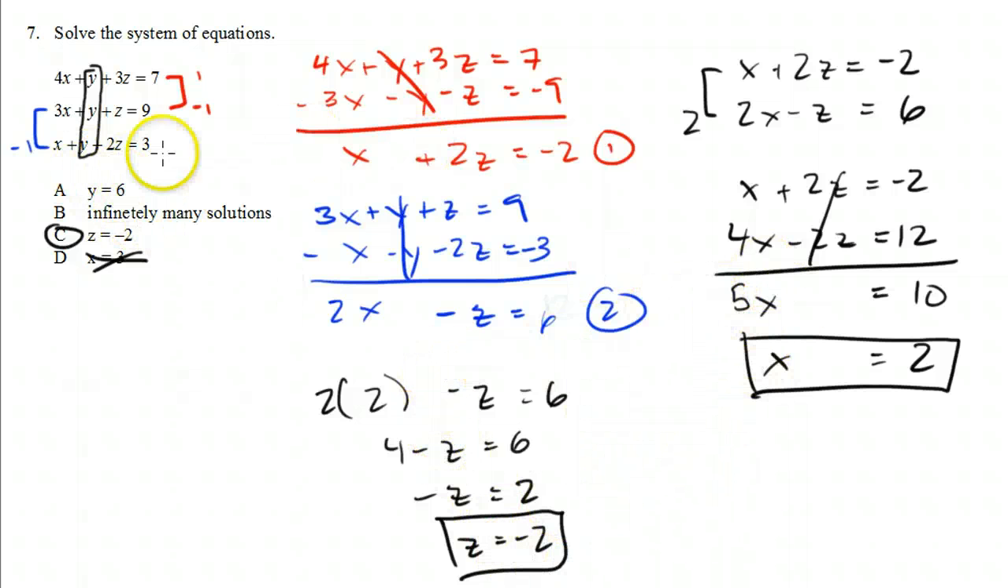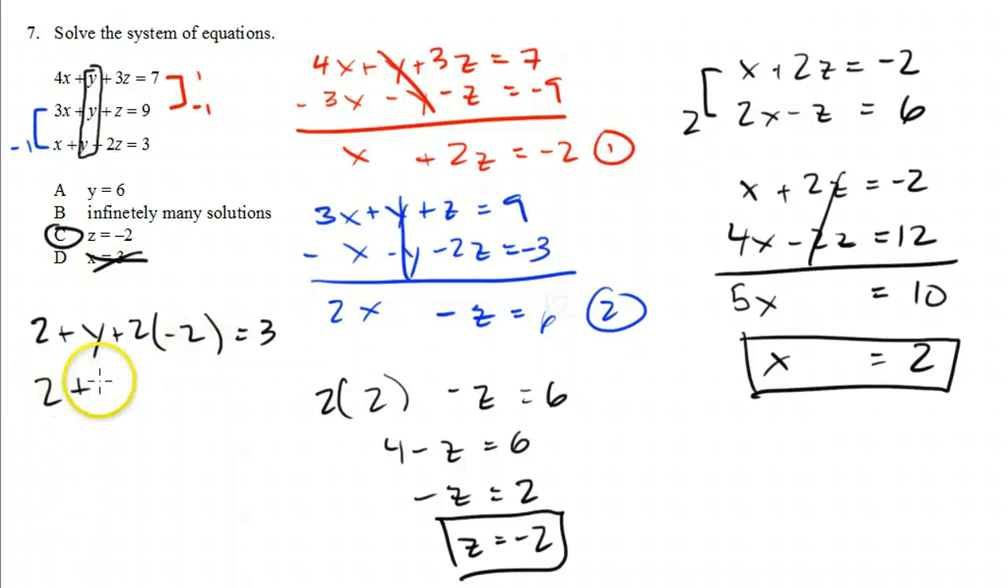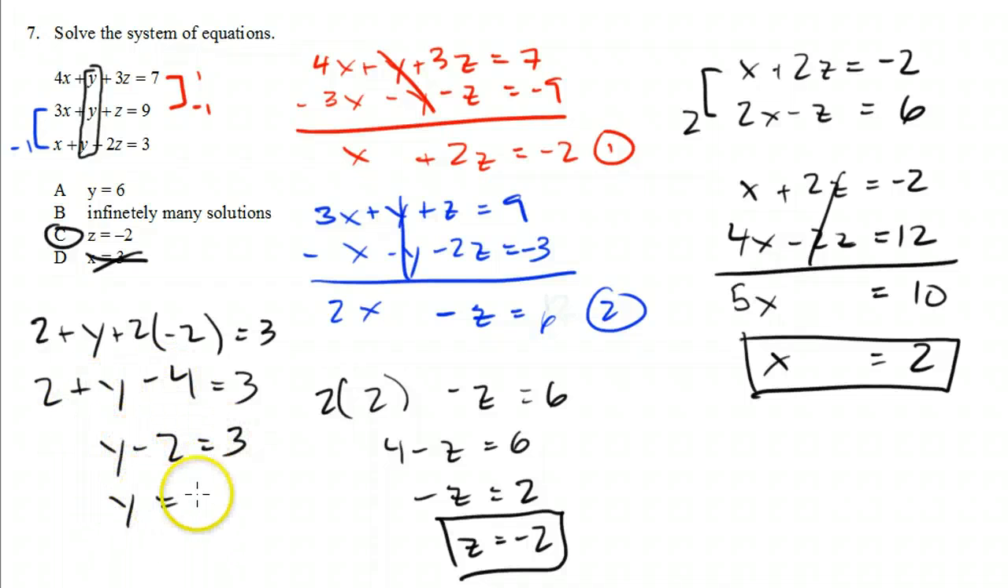But let's plug this into an original equation. I'll just choose the last equation. So x is going to be 2 plus y plus 2 times z, which is -2. And if I do this, and let's combine those like terms, y minus 2 is equal to 3. And if I add 2, we get 5. And I see this says 6, it's supposed to be 5, so it's none of those.